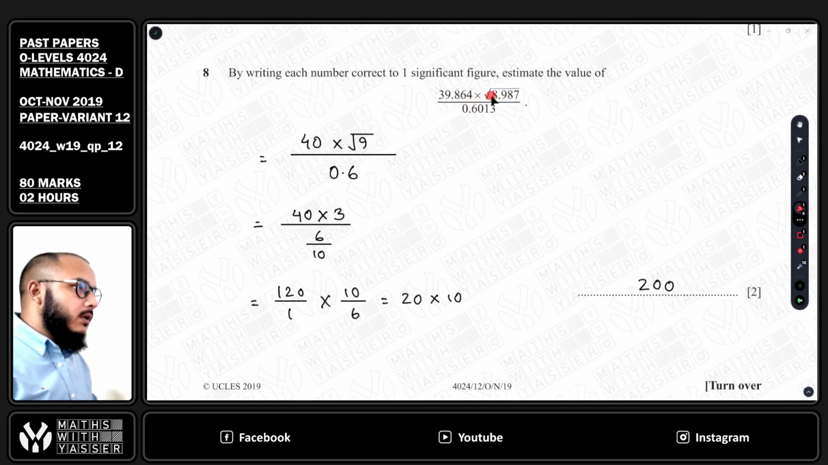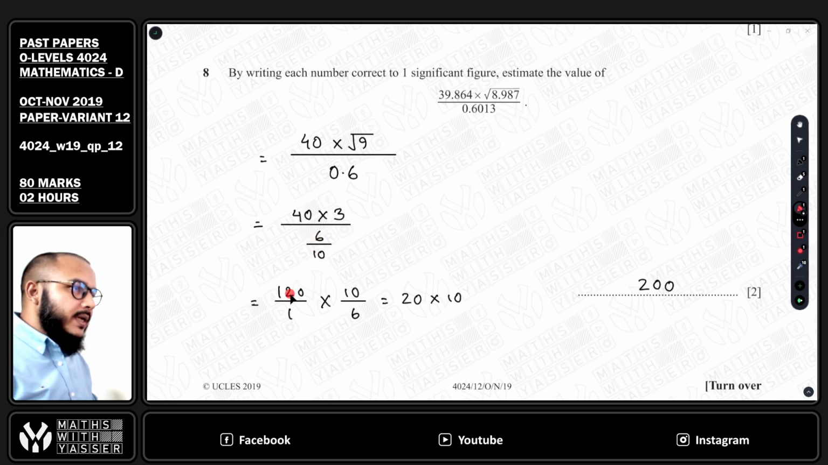And for this number, since I have 9 in the second digit, that means the first digit will change to 9 since 9 is greater than 5. So we have a square root of 9 over here, and in the denominator we have 0.6013. So since we have a 0 over here, that means 6 will remain the way it is, so it will be just 0.6. So 40 times square root 9 can also be written as 40 times 3, and 0.6 can be written as 6 over 10.